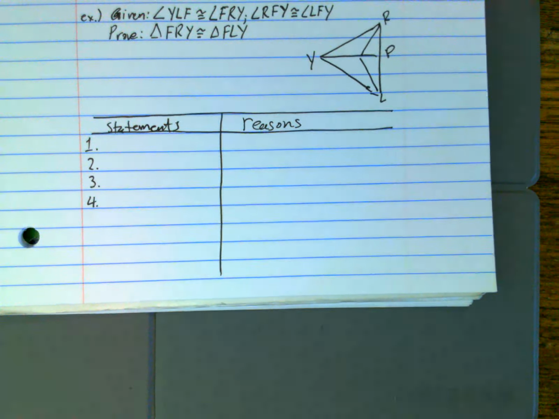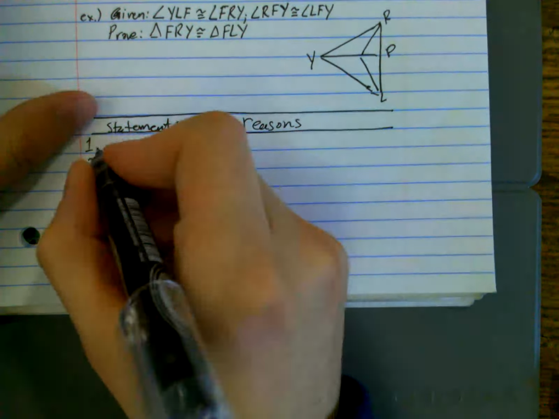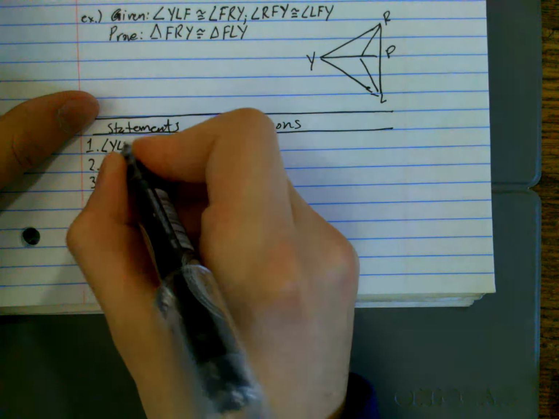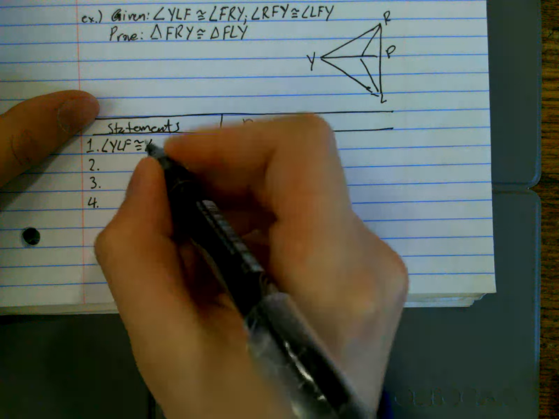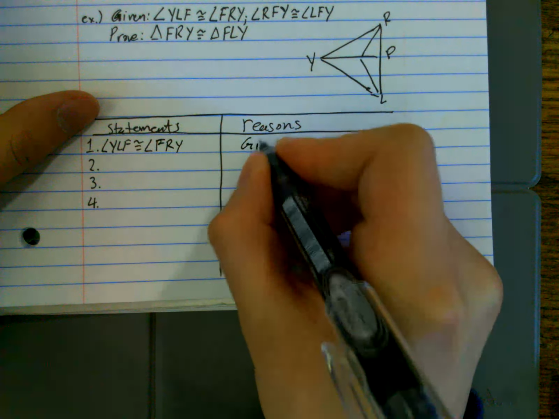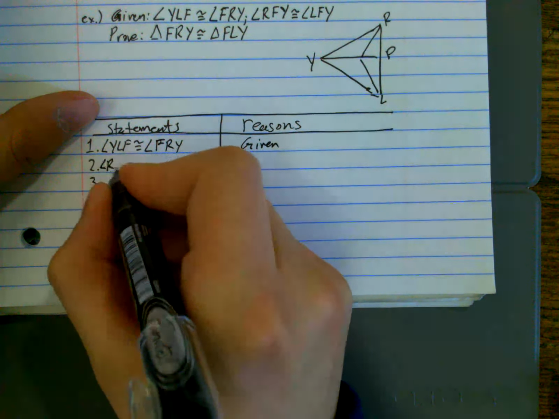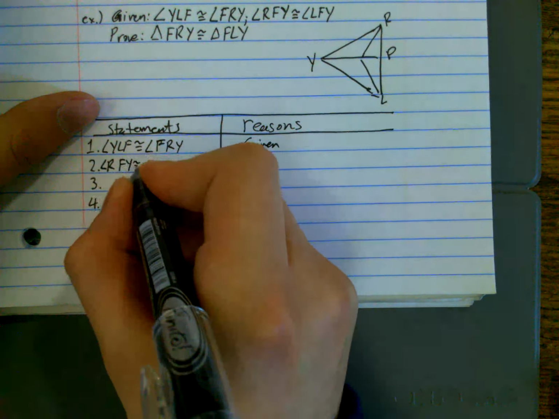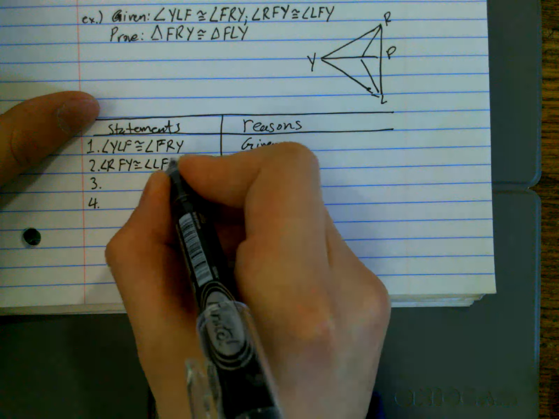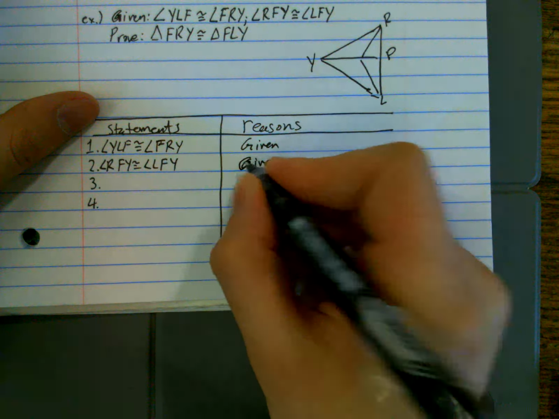So, first thing I'm going to do, in different colors, I'm going to label up what we know and state the givens. You can either label or state the givens. I'm going to state the givens. Angle YLF is congruent to angle FRY. Given. Number 2, angle RFY is congruent to angle LFY. Given. Okay?